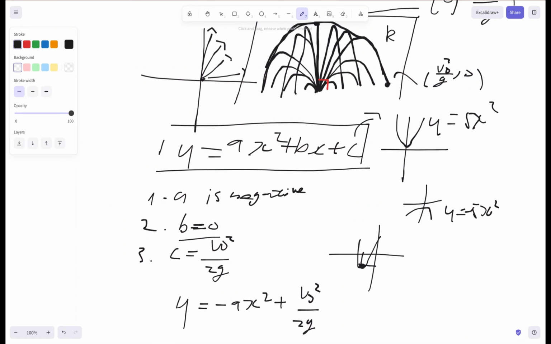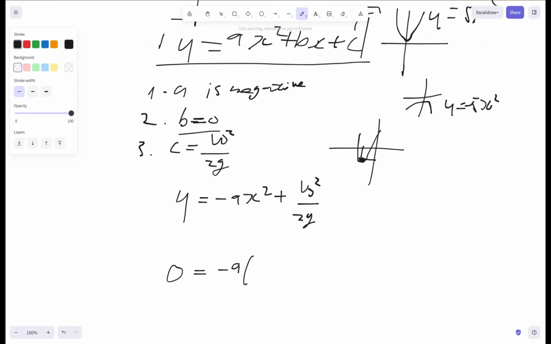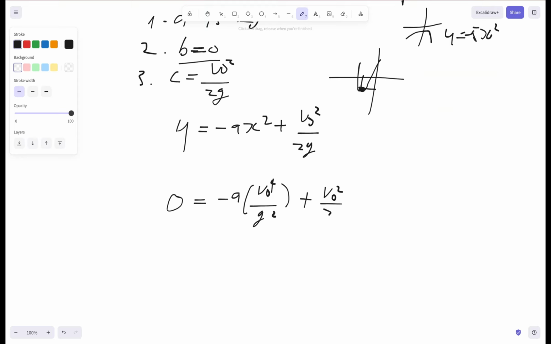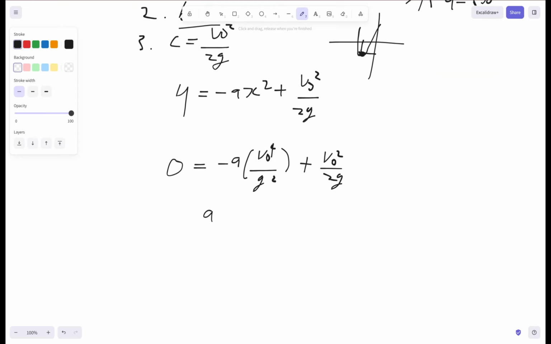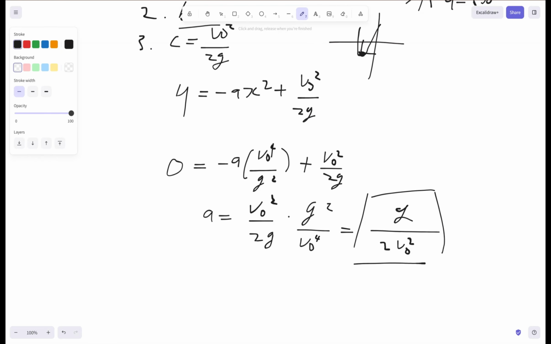So let's just plug that in. x equals this, y equals 0. Negative a v0 to the 4 over g squared plus v0 squared all over 2g. Now if we solve for it, you put a on the other side and you do v0 squared all over 2g times g squared all over v0 to the 4, which equals, just think about it, g over 2 v0 squared. That is a, right? We just solved for it, and now we just put everything together.